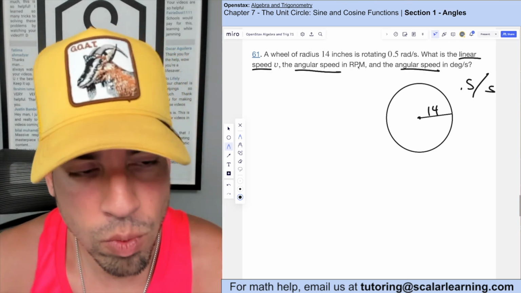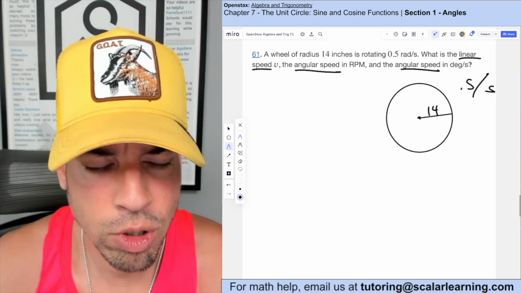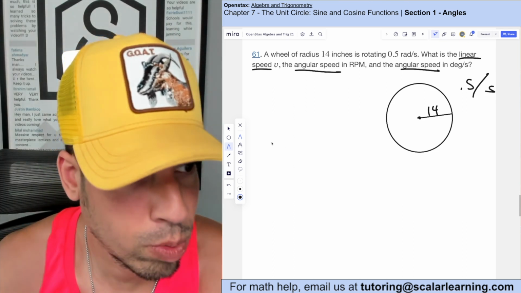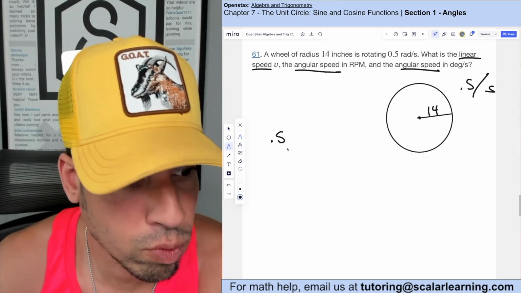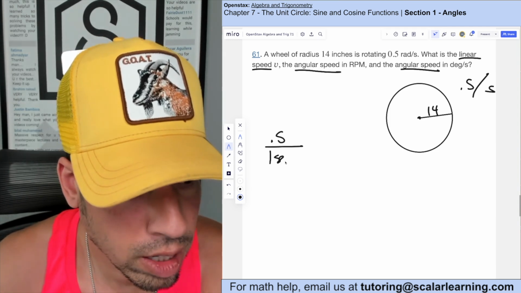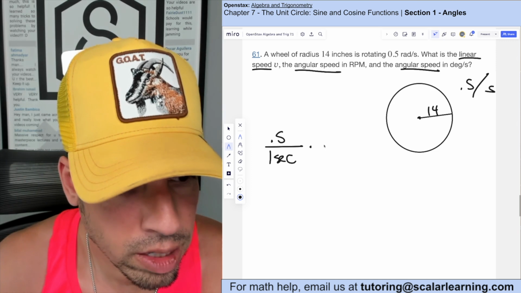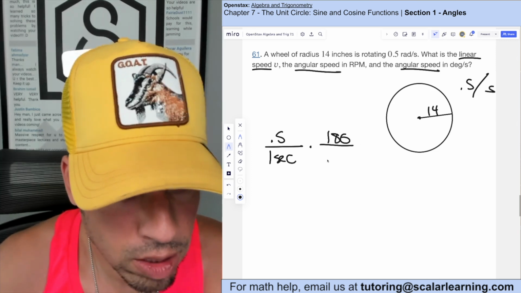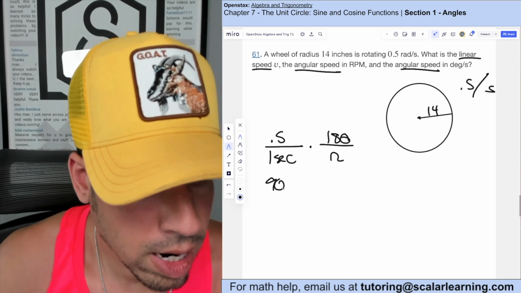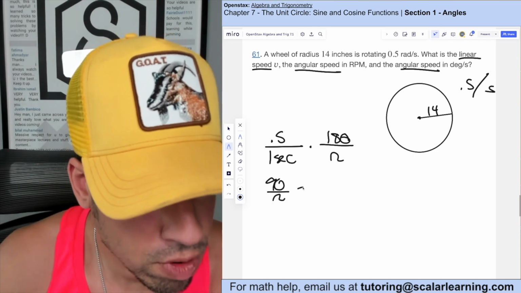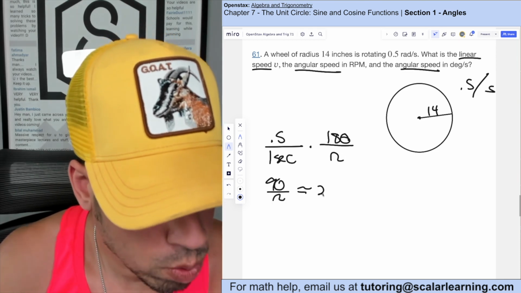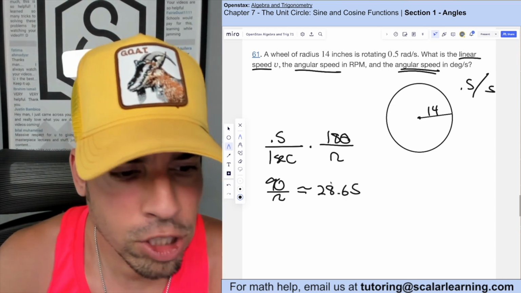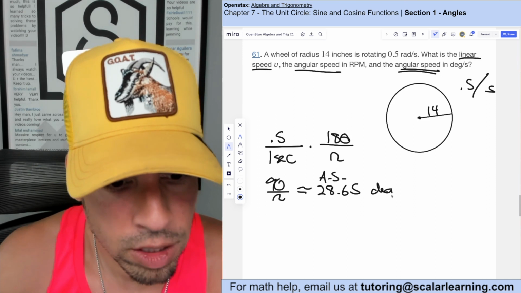And so this is in revolutions per minute and degrees per second. So first, let's get the angular speed in degrees per second because we already have that. It's just 0.5 radians per 1 second. And how do we convert radians to degrees? We multiply by 180 over pi, and this equals 90 divided by pi, which approximates to 28.65. So that's the angular speed in degrees per second.